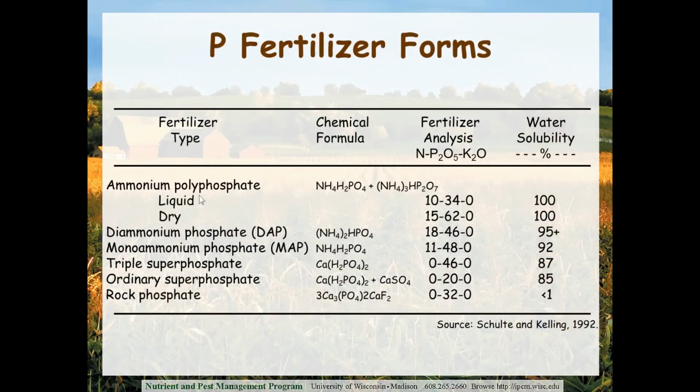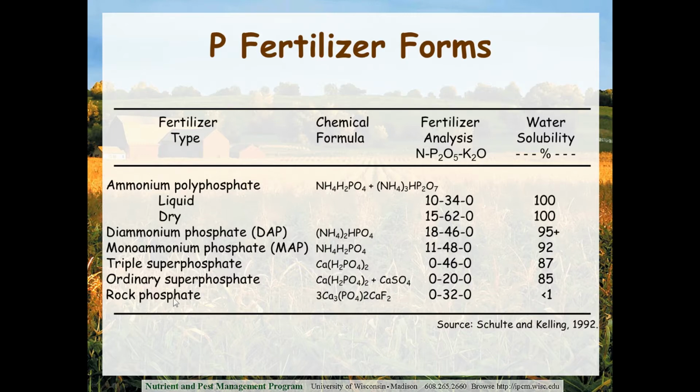You can see here a listing of the fertilizer types along with the chemical formula, the analysis, and the solubility, or how readily that phosphorus product dissolves and is available to plants to utilize it. Rock phosphate, as you see, has a very low solubility, and rock phosphate is the source of our phosphorus fertilizers. Rock phosphate, apatite mineral, is mined in Florida, Western United States, and in Canada.